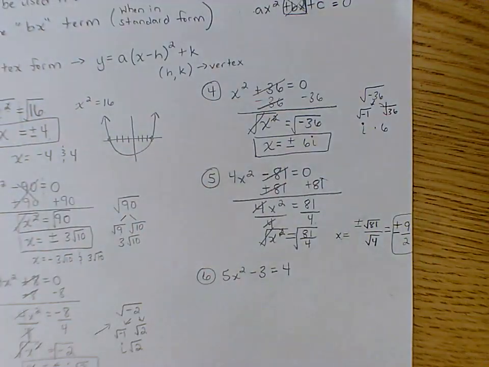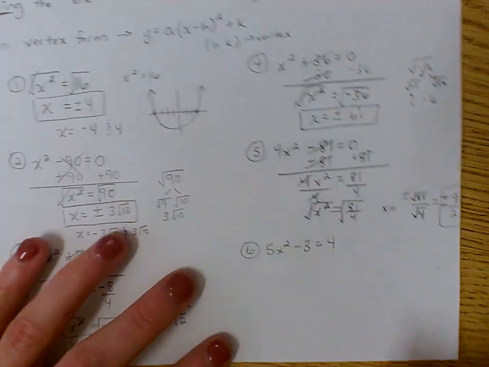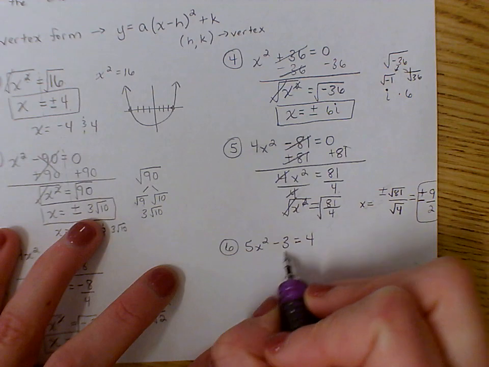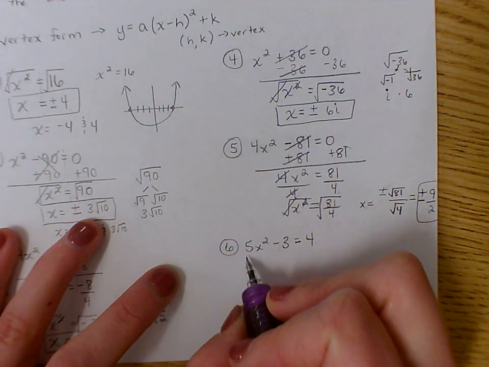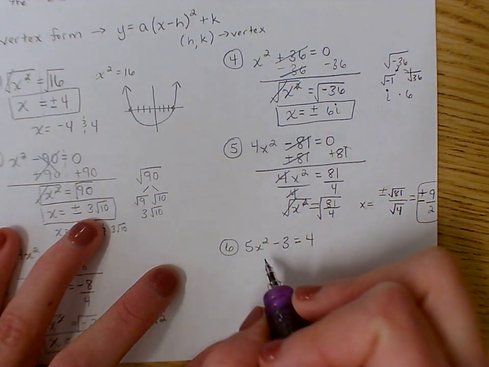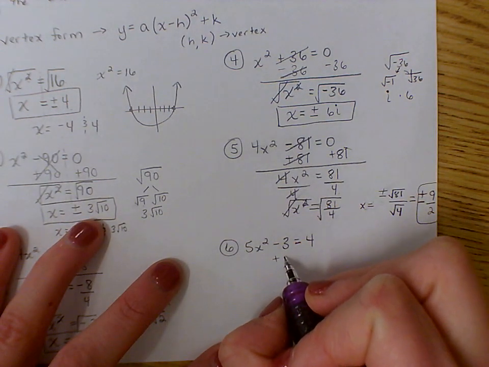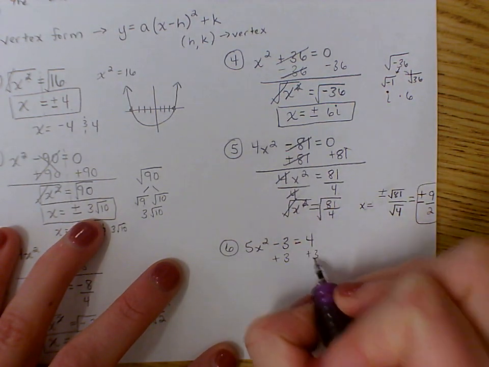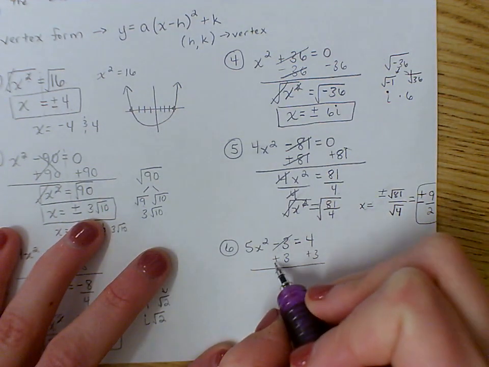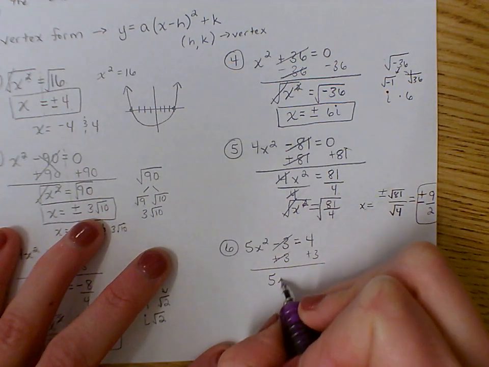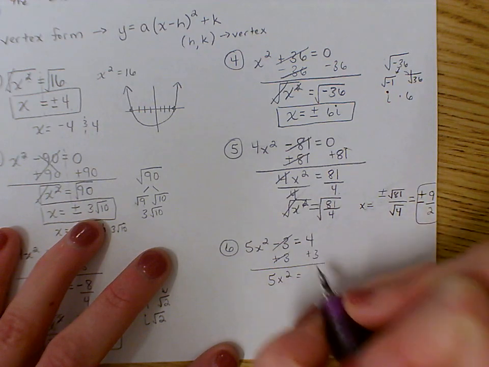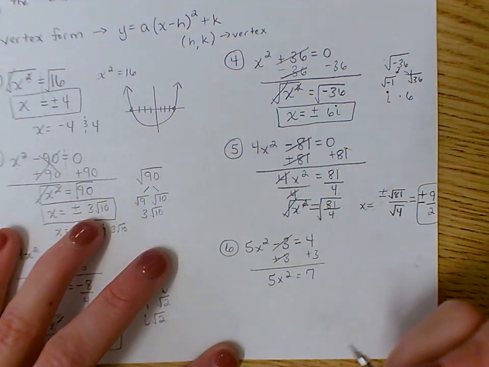All right, so this one. Same steps. You start by getting the x squared part by itself. So I've got to move that negative 3 over. I've got to get that 5 away. And then that squared part will be by itself. So to get the 3 over there, I've got to add it. Negative 3 plus 3 is 0. I have 5x squared on this side. And then I have 4 plus 3, which is 7.